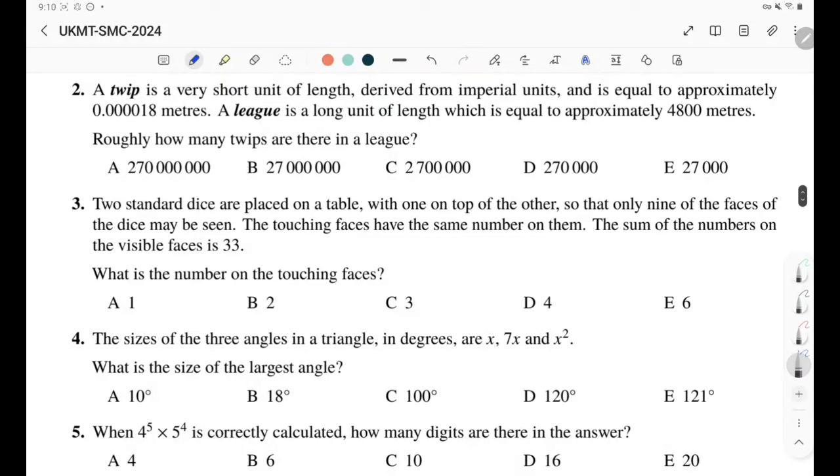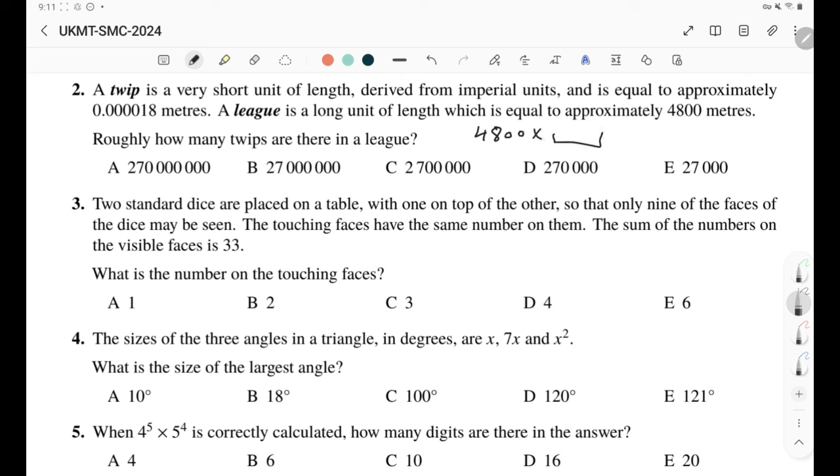A TWIP is a unit of length. It's basically a fraction of a meter, and a league is 4,800 meters. The question is, we need to find how many TWIPs there are in a league. This is a unit conversion question. Clearly what we need to do here is take the league. We know that the league is 4,800 meters, so we need to multiply 4,800.